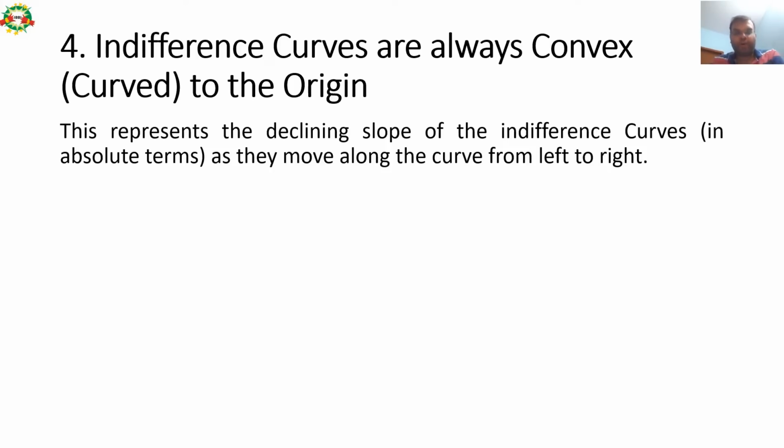Now the fourth important property of indifference curve is that indifference curves are always convex to the origin. This represents the declining slope of the indifference curve, in absolute terms, as we move along the curve from left to right.